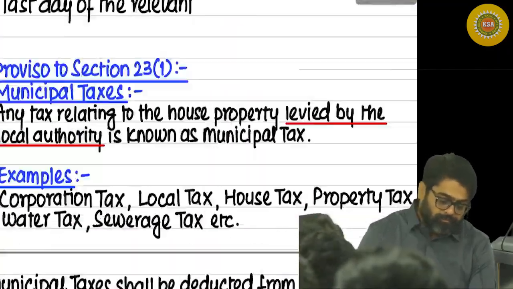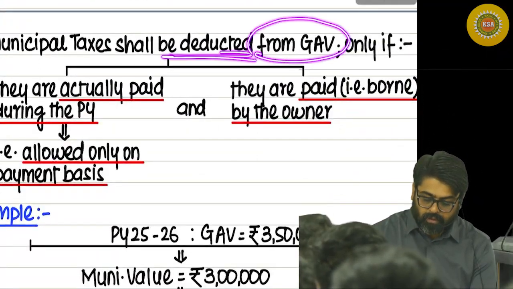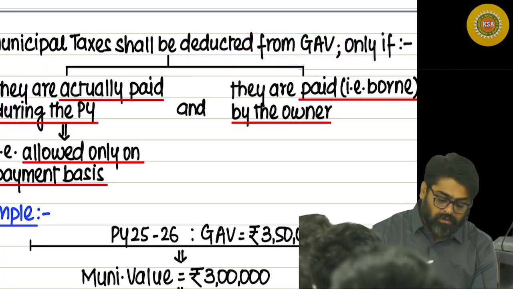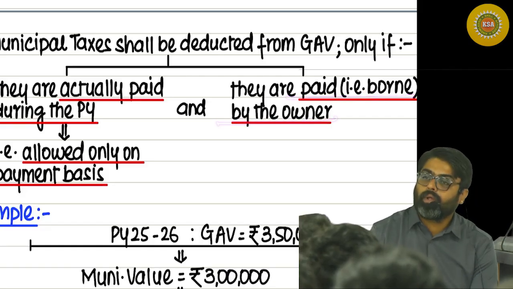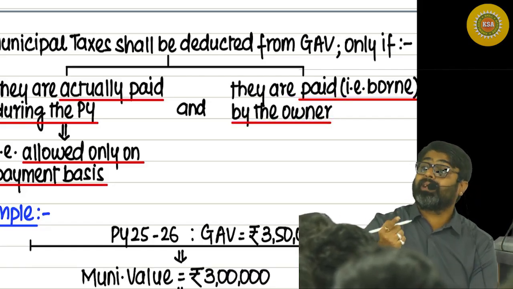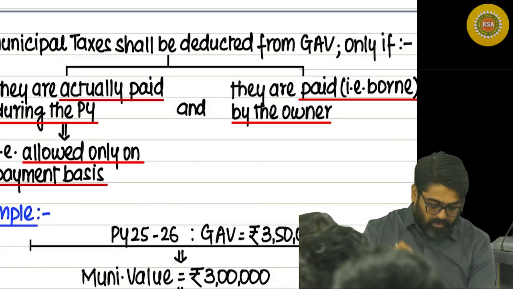Number two, municipal taxes will be deducted from GAV only if they are actually paid during the previous year, and they are paid by the owner. So if you are an owner and you have paid it during the relevant previous year, only then the deduction will be available. Yes or no?